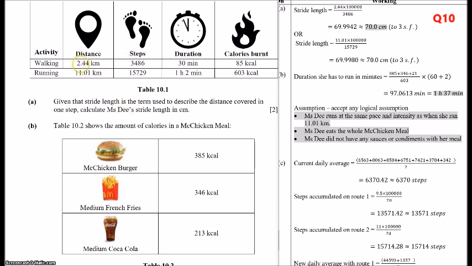So let's continue. Let's use walking as an example. So kilometers, I need to think in cm. So the first thing I need to do is change the 2.44 into cm.